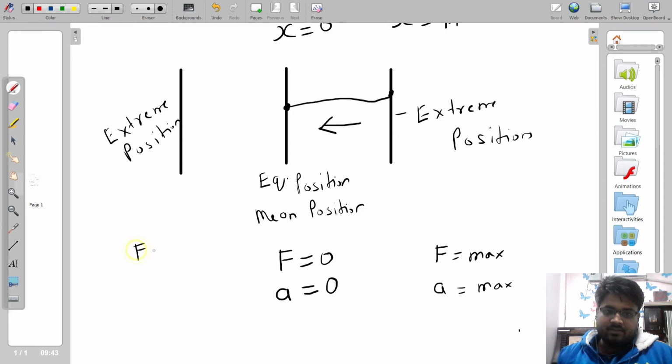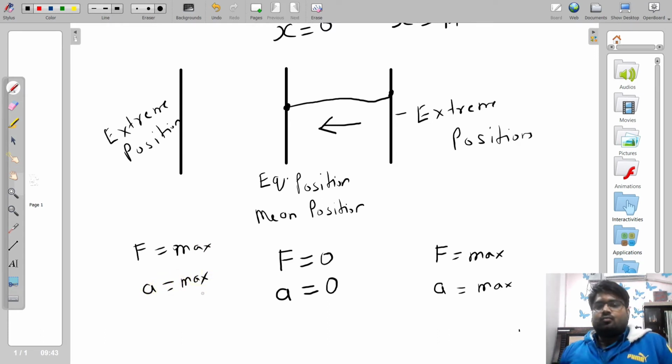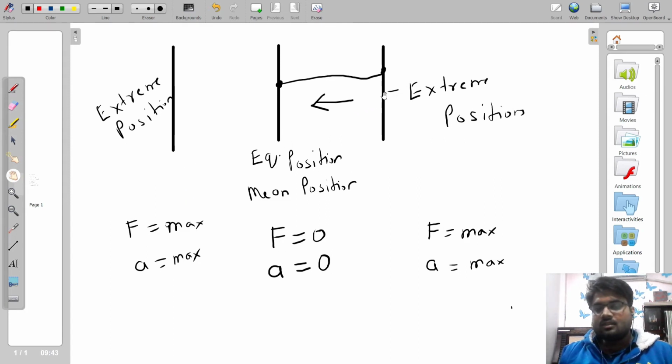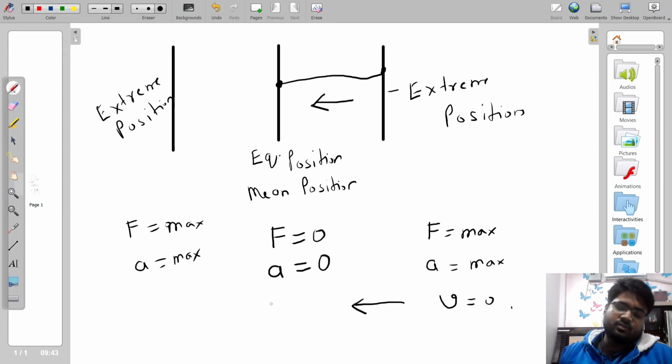The same trend will be followed here also, because it is an extreme position. What about velocity? What happens with the velocity when we bring the particle here? Its velocity was 0. Here its velocity was 0, but when it moves towards the mean position, its velocity keeps on increasing and becomes maximum at the mean position.